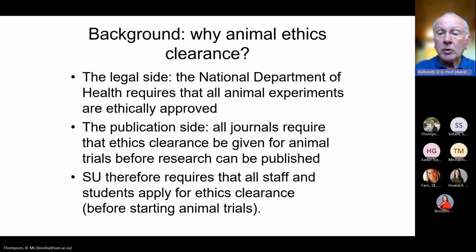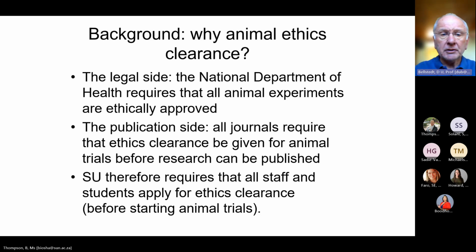The question is, why do we need animal ethics clearance if we do animal experiments at Stellenbosch University? The first thing is that through national legislation, we are required by the National Department of Health that all animal experiments be ethically approved. So that's a legal obligation that the university is under, and as a result of that, that is one of the reasons why this committee exists.